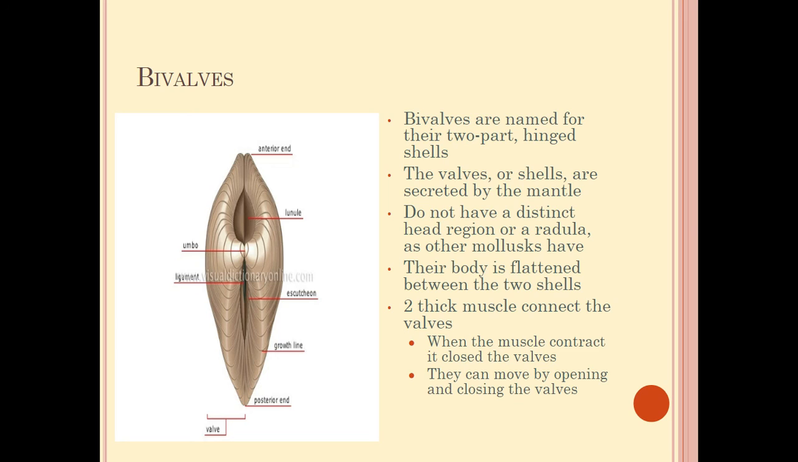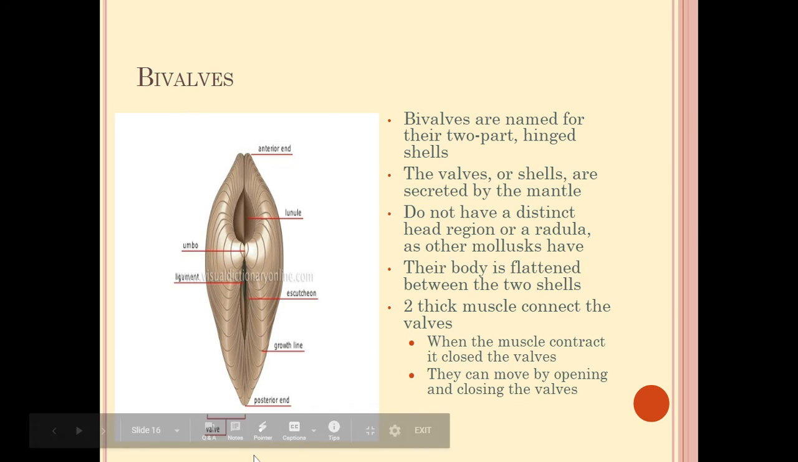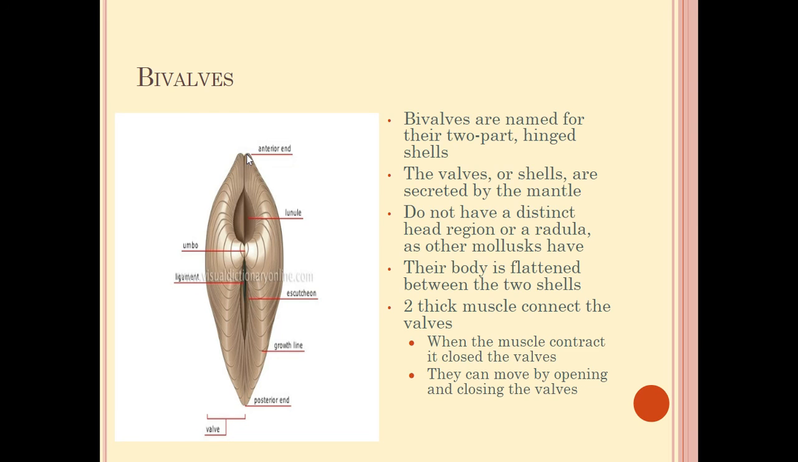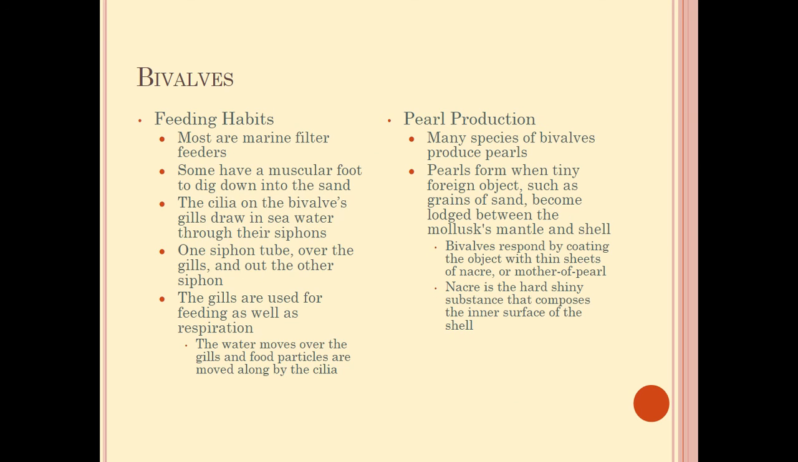They have 2 thick muscles, one here and one here, that connect these valves. And when the muscles contract, the valves are closed, and when they relax, they can open. They do have a posterior or rear end, this would be our backside, and an anterior end, which would be the front side of them. One thing that's really cool about these, they are filter feeders. Some do have a muscular foot that can dig down into the sand, which can allow them to move.